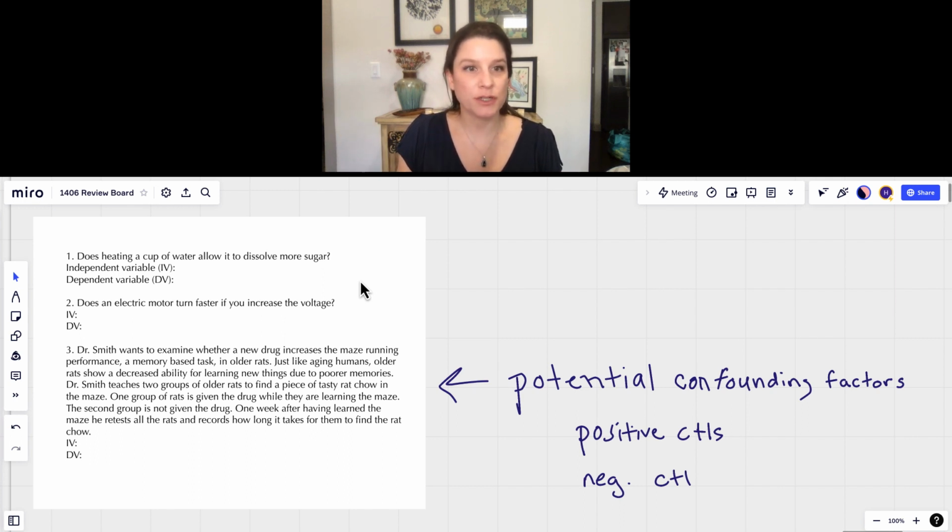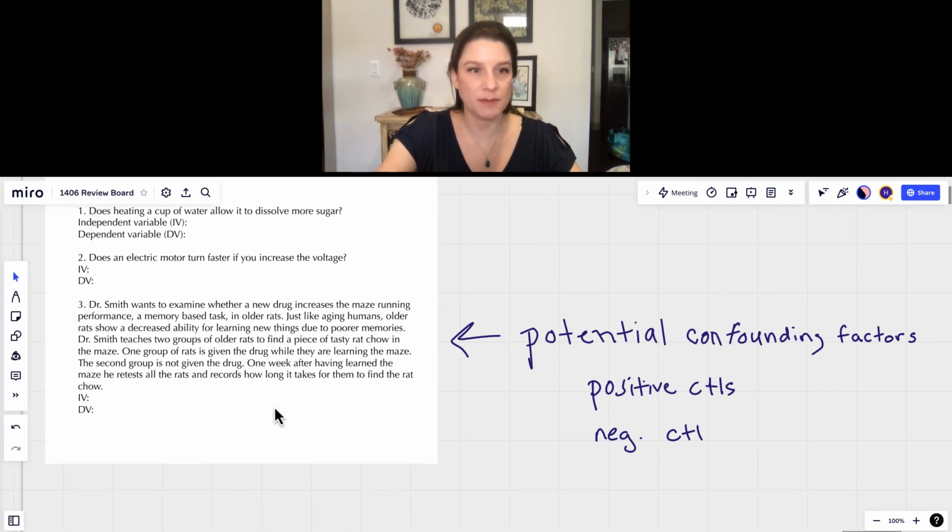Does an electric motor turn faster if you increase the voltage? So what are you going to measure there? How fast the motor is turning, and your independent variable is going to be the increasing of the voltage. Yes, and you could even just say the voltage. The voltage itself is independent. Yep, and then how fast it turns is dependent. Absolutely. And here's an example of a drug trial.